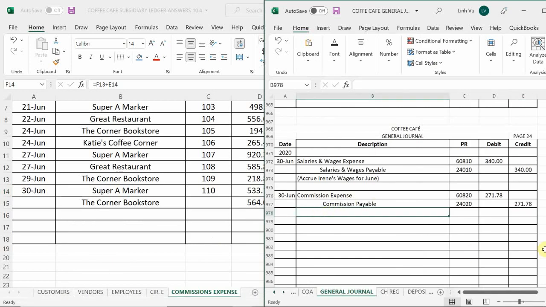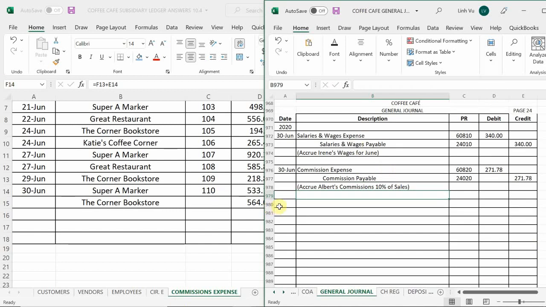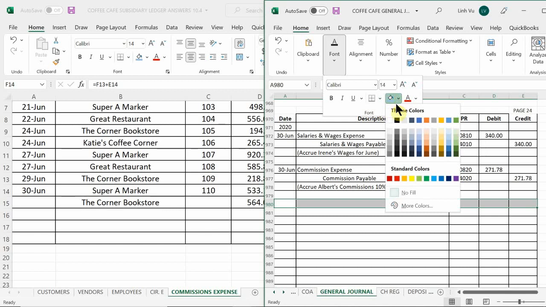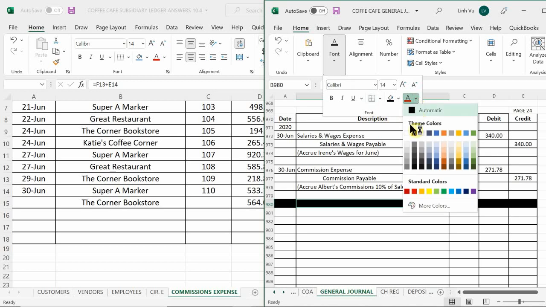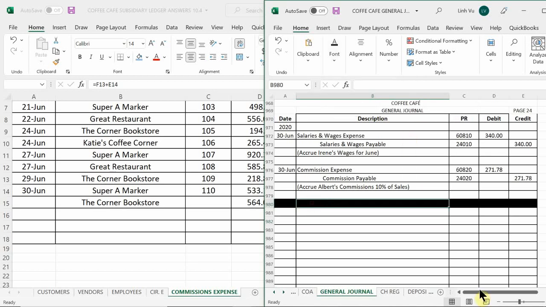And then I'm going to put a note here saying that we accrued Albert's earnings or commissions, which is 10% of sales. Okay. And because this is going to be the last transaction for the month, or to wrap up, this is the last adjustment. I'm going to go ahead and block off this area because now we need to prepare for our adjusted trial balance. Which we're not going to do today, we're going to do it tomorrow.